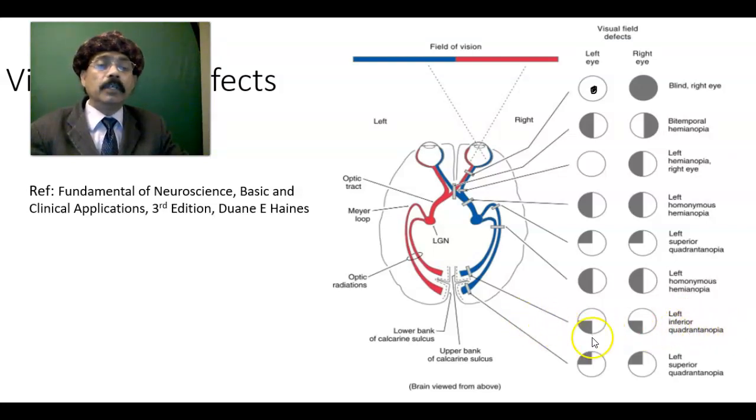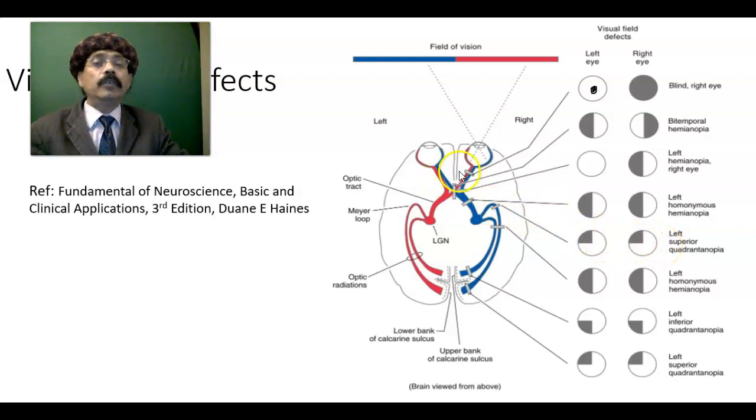Okay, we have the superior quadrantopia. Why does this happen? This is due to the inferior optic radiation. You get the left superior quadrantopia. Right inferior optic radiation fiber lesion will give left superior quadrantopia. For the right superior optic radiation fiber or geniculocalcarine fiber, we get the inferior. For the inferior fiber, we get the superior. The inferior fiber lesion gives superior quadrantopia.